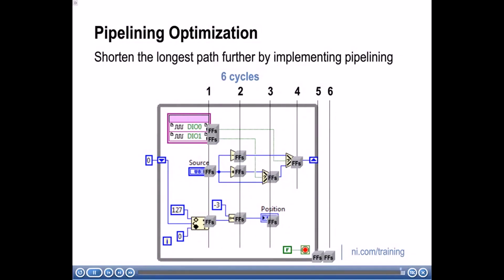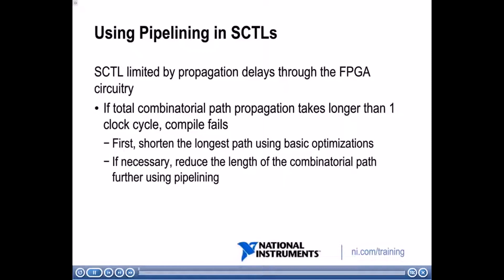Now you can use pipelining to increase the throughput or speed of an FPGA loop. Next, we will use pipelining to increase the throughput or speed of a single cycle time loop. In the previous section, we used pipelining to increase the throughput or speed of an FPGA loop. By the end of this module, you will be able to use pipelining to increase the throughput or speed of a single cycle time loop.